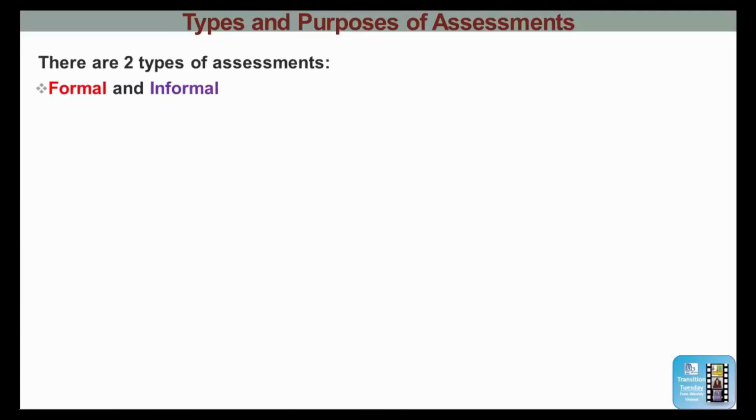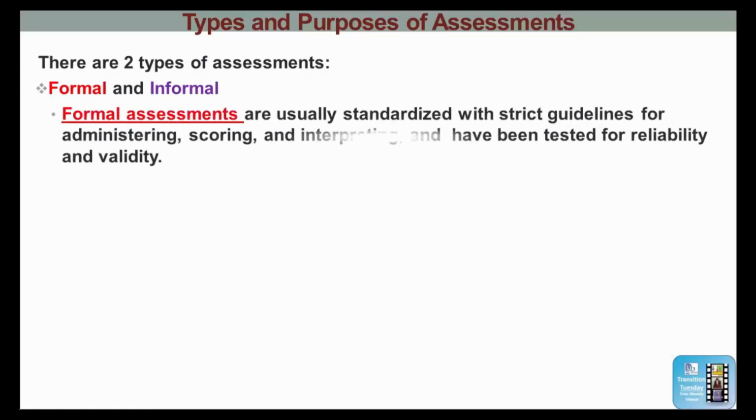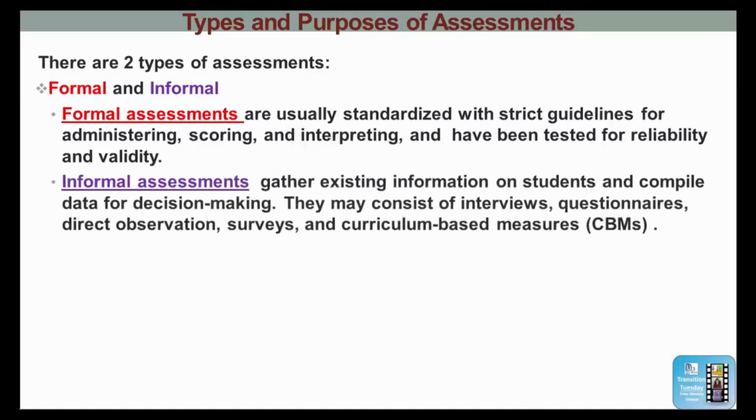Let's talk a little bit about the types and purposes of age-appropriate transition assessments. There are two types of assessments, formal and informal. Formal assessments are usually standardized with strict guidelines for administering, scoring, and interpreting, and have been tested for reliability and validity. Informal assessments gather existing information on students and compile data for decision-making. They may consist of interviews, questionnaires, direct observation, surveys, and curriculum-based measures.